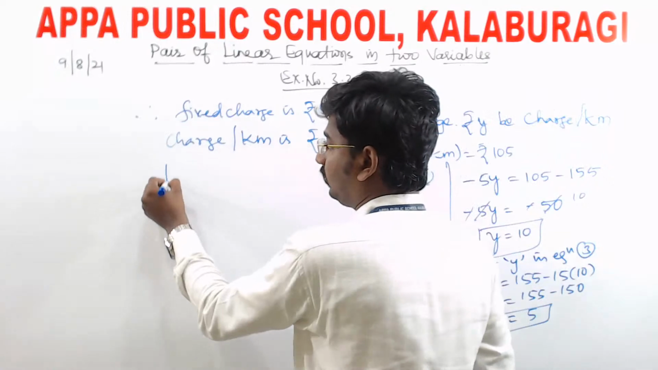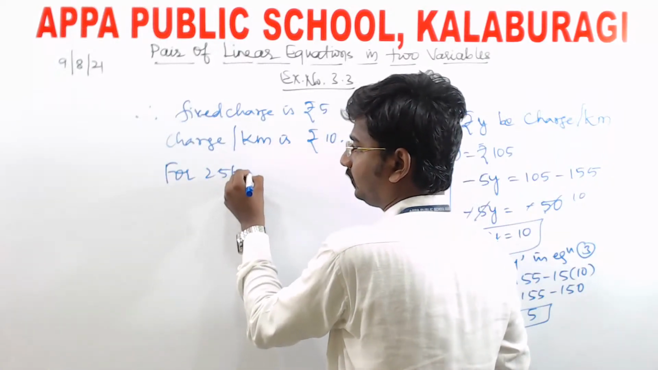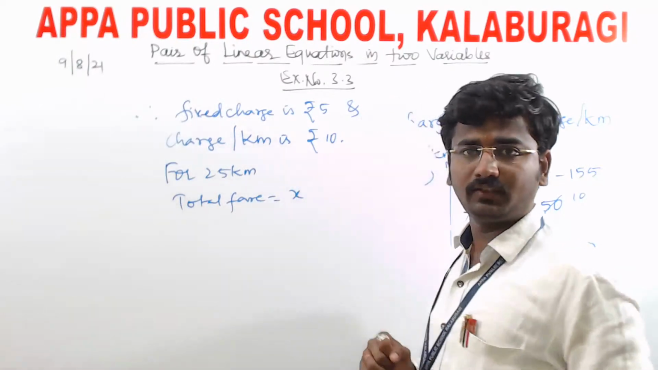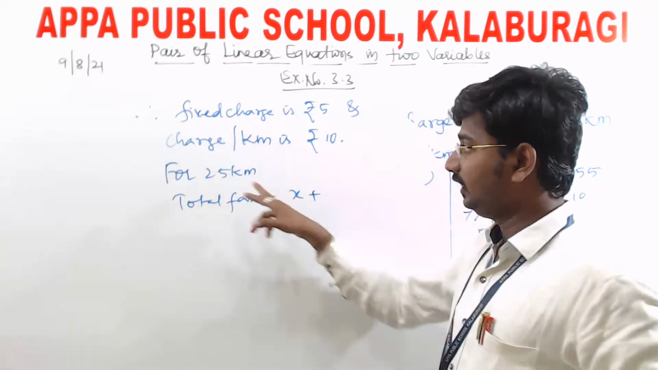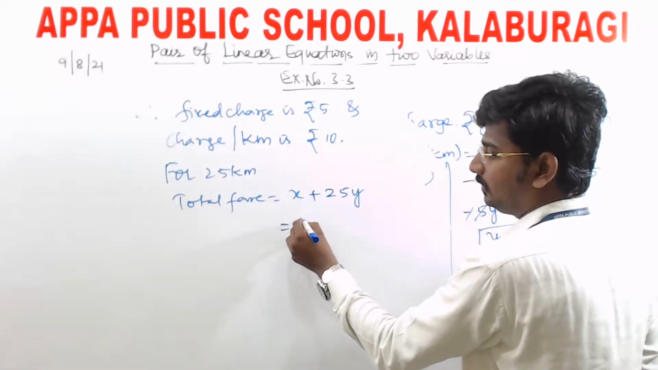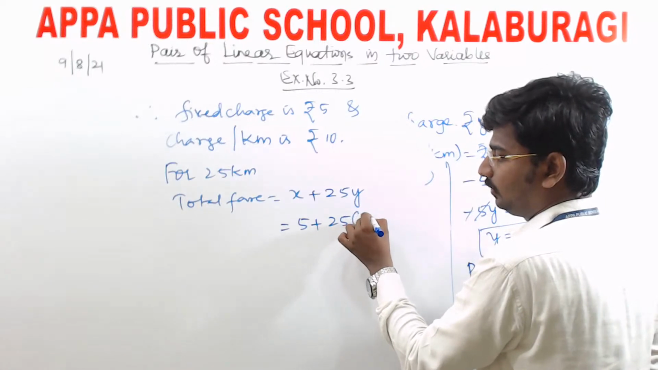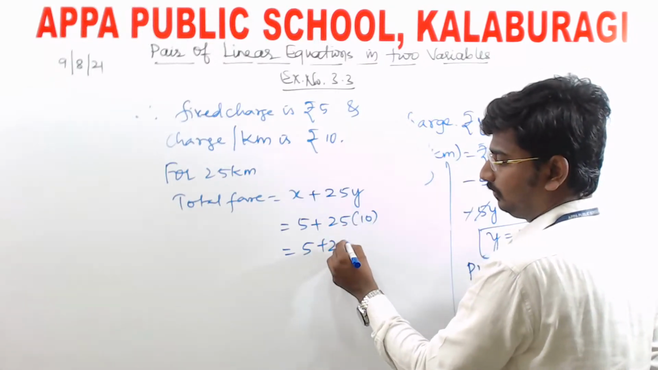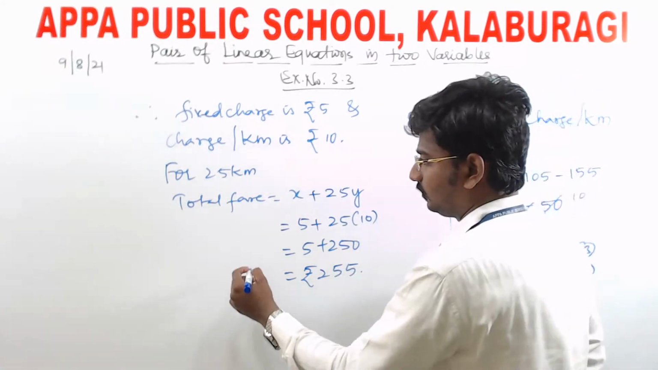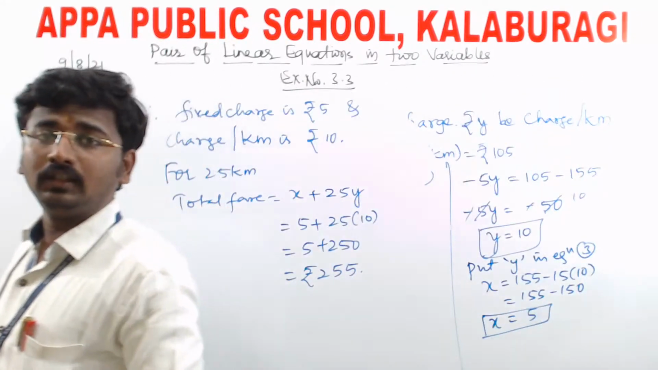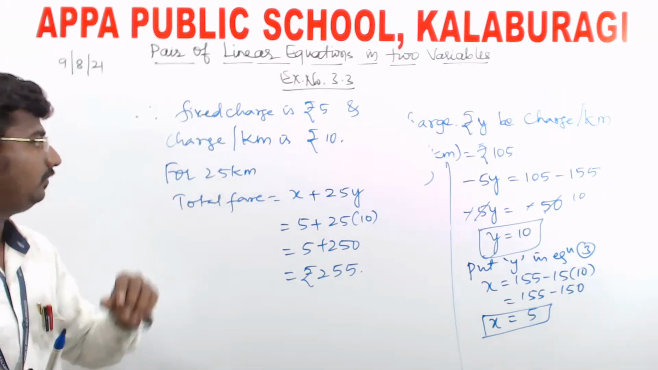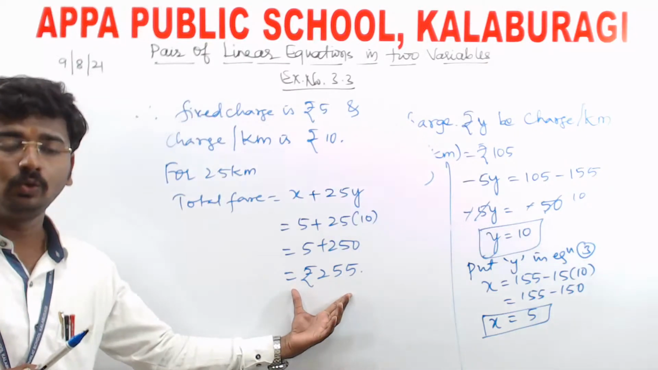Now they asked for 25 kilometers. Total fare is equal to fixed charge x plus the extra distance covered, 25, so that would be 25y. X value is 5 plus 25 into 10. 5 plus 250. Answer is rupees 255. So total fare or total cost for traveling a distance of 25 kilometers is rupees 255.